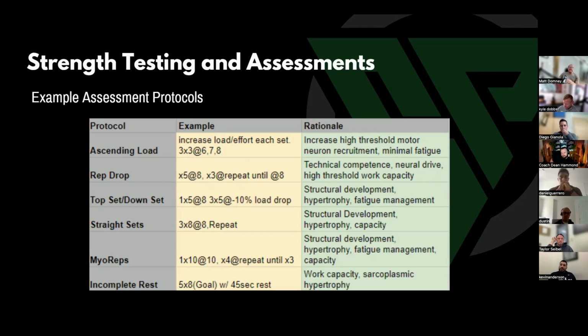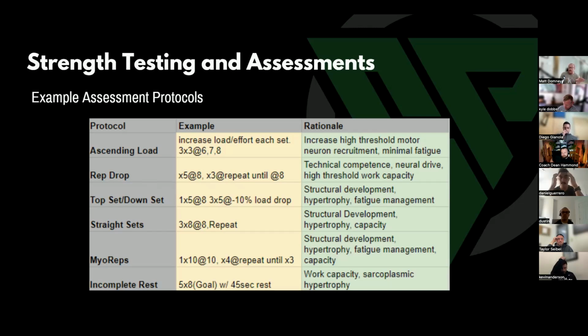So some easy protocols with this. We've got ascending load, which is just increasing load or effort each set. An example would be a 3x3 at RPE 6, 7, 8. Again, we're looking at an increase of high threshold motor neuron recruitment, and very minimal fatigue generated from each of these, though you've got a little bit of fatigue from each of the previous sets. But if we're doing any kind of strict neurological training, this is probably going to be the entire protocol for that person's squat for that given day.